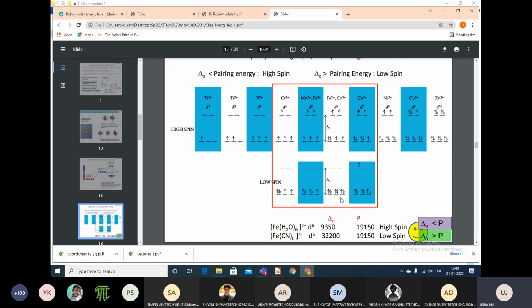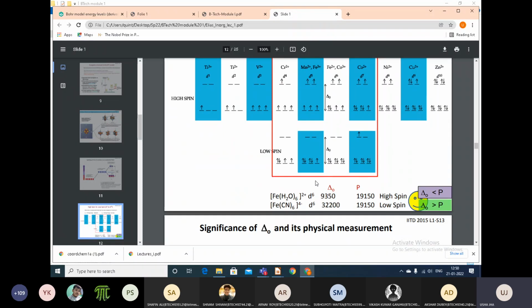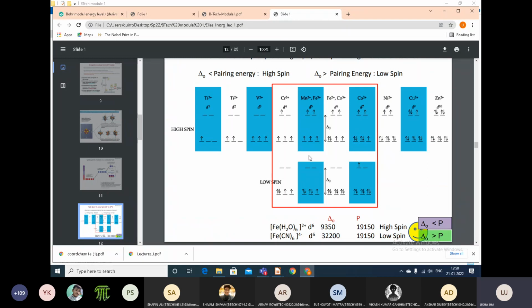It can be a high spin or a low spin complex depending upon the pairing energy, depending upon the delta O value. So understand the concept of high spin, low spin, when a low spin will arise, when a high spin will arise, what are the options available, depending upon the energy difference, the delta O. And how we should be able to calculate delta O values, we'll do that in the next class.